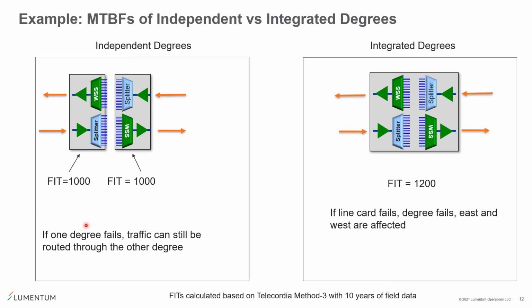When we look at what the FIT numbers are, based on 10 years of field data using the Telcordia Method 3, we roughly come to a FIT of about 1,000 for a ROADM blade. That includes the amplifiers and the WSS. So in a solution like this, if one degree fails, the traffic can still be routed through the other degree. And if you were to make an integrated card, wherein both the degrees are on the same blade, you'd expect a FIT of around 1,200 because of the additional electronic components required that need to be fit onto the blade.